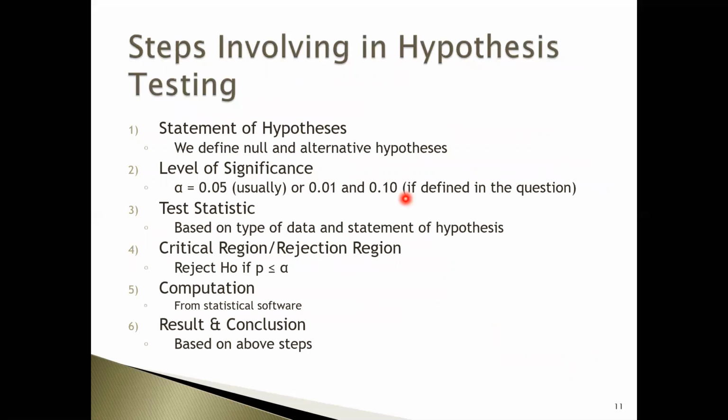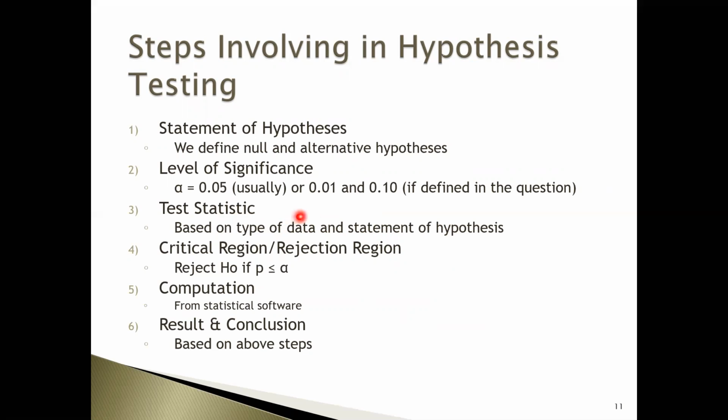So these were the steps which we have covered in this lecture. We define the two statements: the null hypothesis and the alternative hypothesis. As a summary, the null hypothesis contains the value of equality, and the alternative hypothesis does not contain the value of equality. Then we define the level of significance, like alpha equal to 0.05. Then we define the test statistic, which we will discuss in detail later, but simply it is based on the type of data and the statement of hypothesis.